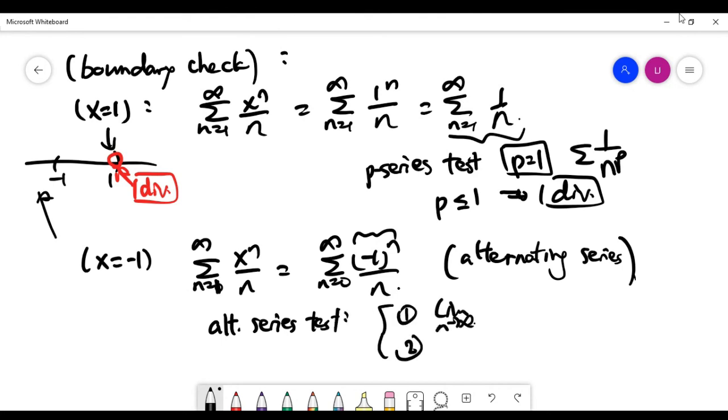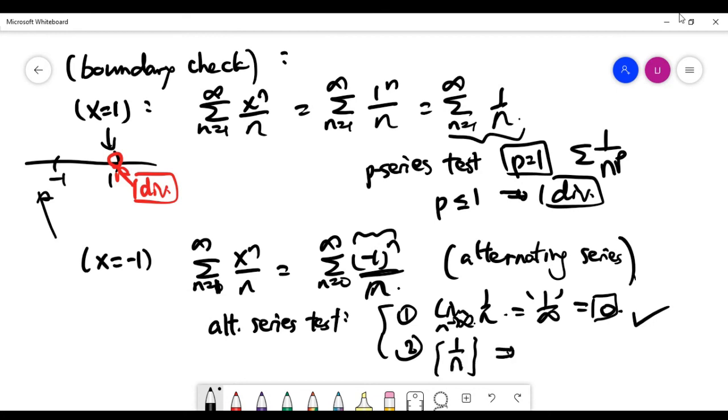For the first condition, you have to check that the 1 over n, which is this term, for n goes to infinity, it actually converges to 0. And the fact is true because 1 over infinity conceptually is the same as 0. So the condition 1 is fine. And for the second condition, you have to check that the given term is actually a decreasing sequence. But I think it's actually obvious it is decreasing.